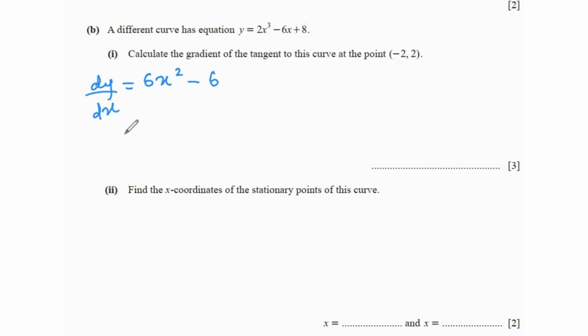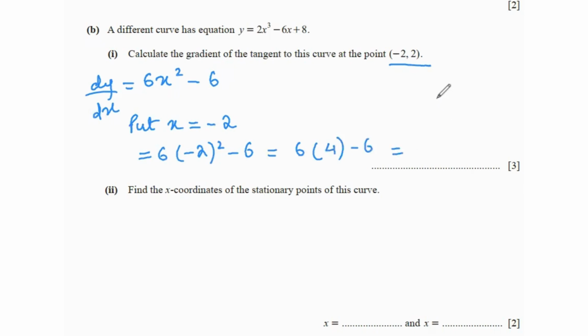Now they want us to find the gradient at the point (-2, 2). So we put x = -2. That's 6 times (-2) squared minus 6, which is 6 times 4 minus 6. So 24 minus 6 is 18. So this is your answer, 18. Once again, the gradient of the curve is the same as the gradient of the tangent. However, the gradient of the normal is not going to be the same as the gradient of the tangent of the curve.